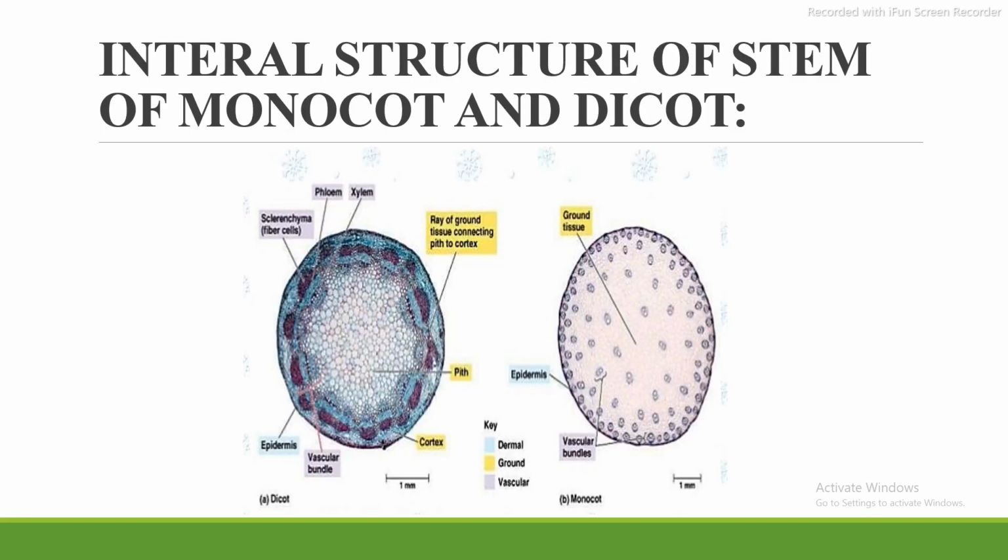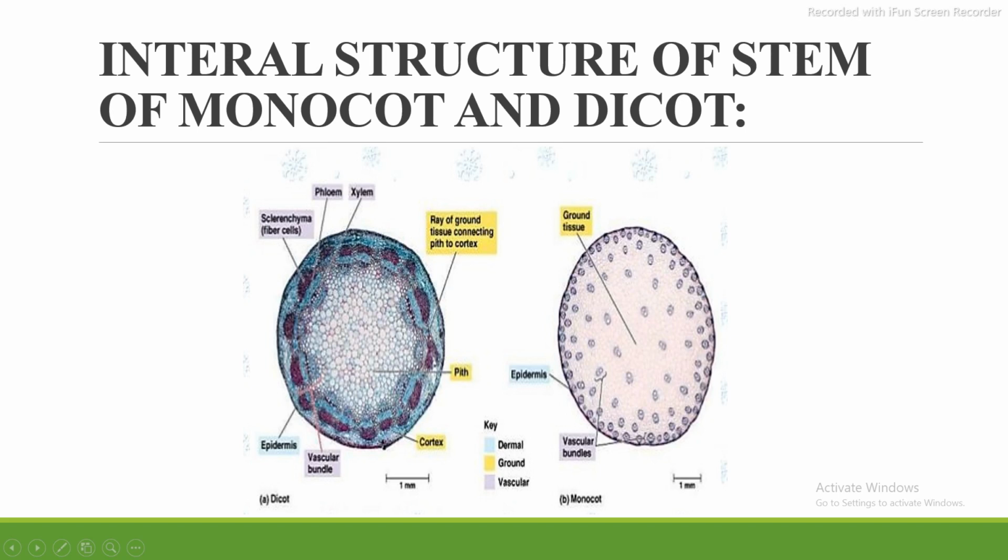Internal structure of the stem of monocot and dicot. First of all, I will discuss the internal structure of dicots. Dicots include the xylem, as shown in the figure. Second is phloem, sclerenchyma. Sclerenchyma is also called fiber cells. Epidermis, vascular bundles, cortex, pith, and ray of the ground tissue connecting the pith to the cortex. This is the ray of the ground tissue which is connecting the pith to the cortex.